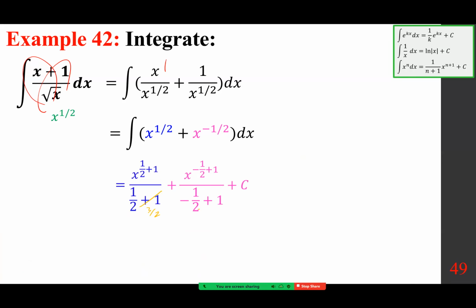3/2. Negative 1/2 and 1 is 1/2. So when you divide by 3/2, it's the same as multiplication by 2/3. When you divide by 1/2, it's the same as multiplication by 2.